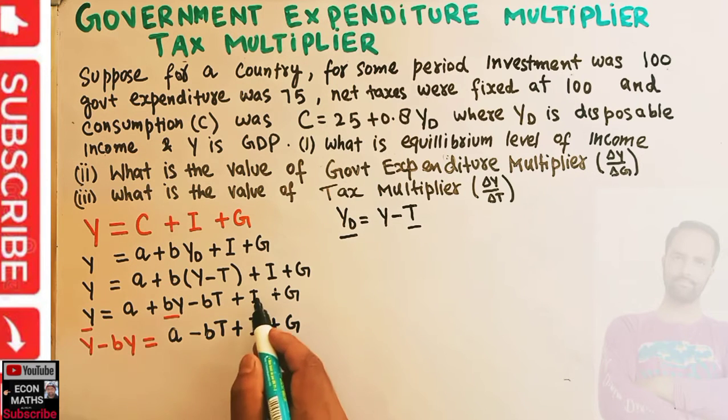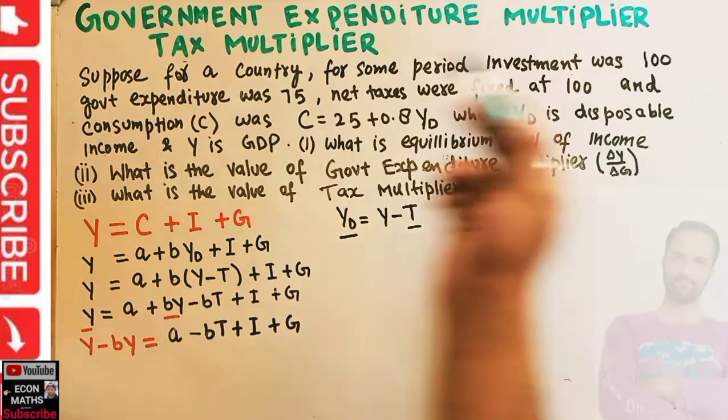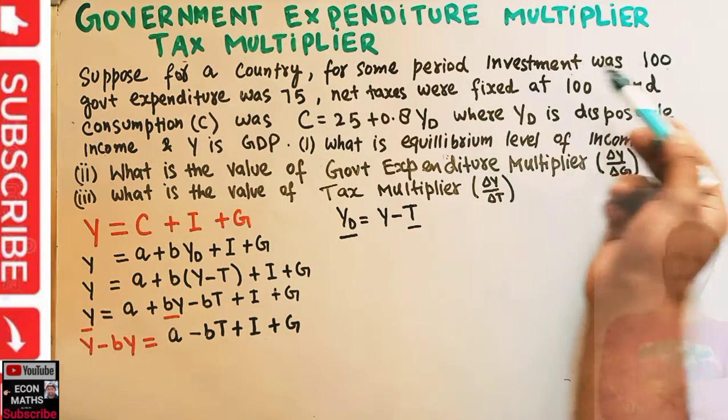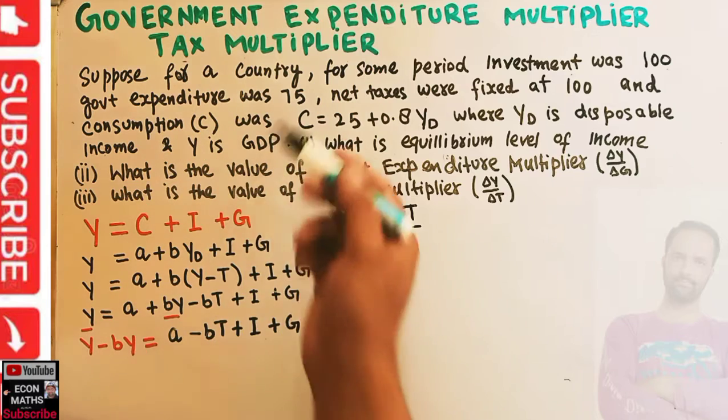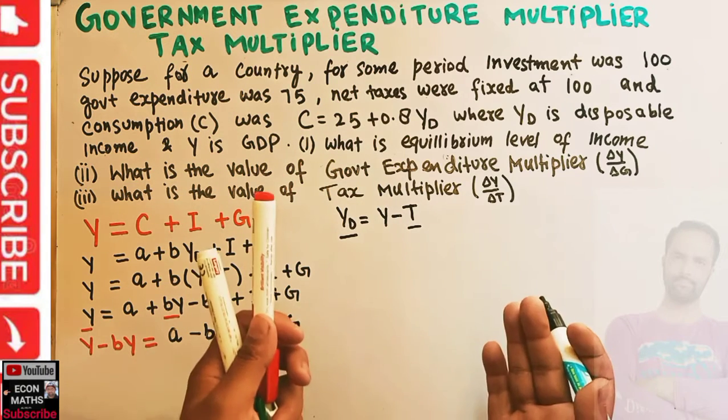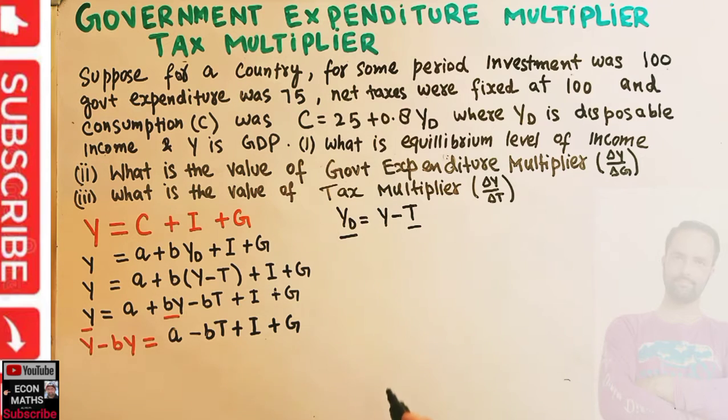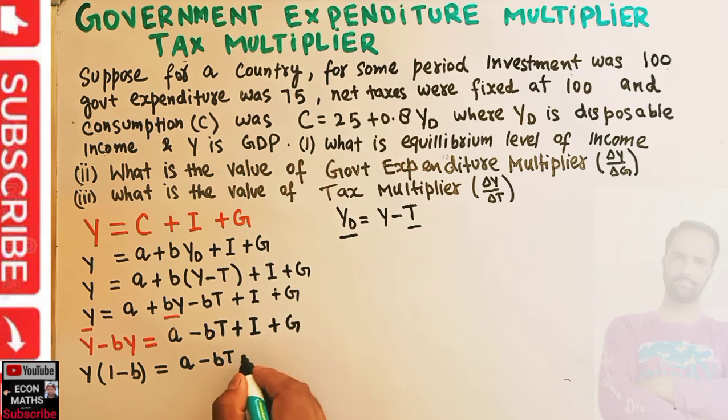Here investment and government expenditure are autonomous. So we have investment is $100, government expenditure is 75. They are independent of the level of interest rate. So these are autonomous variables here. Now here we can do one thing. Let me take Y common. If I take Y common from each of the two terms, I will be left with 1 minus B is equal to A minus BT plus I plus G.